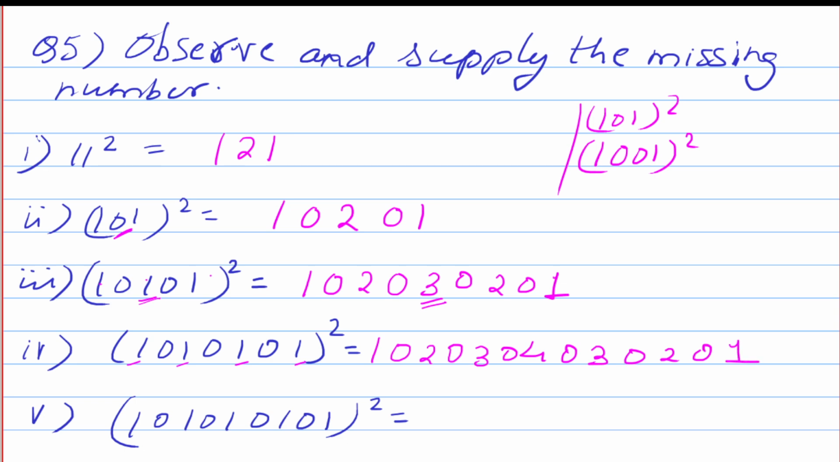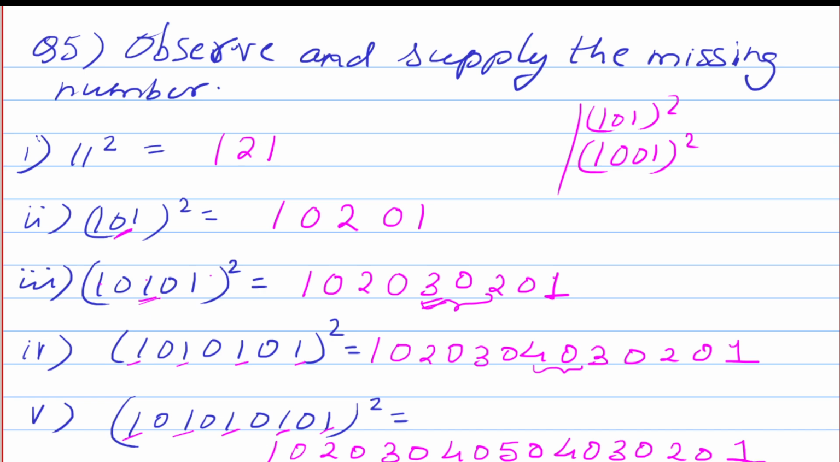You are just adding numbers in the middle, and I told you how to remember which number to add along with a 0. Just count the number of ones. That is the pattern. Next we have 1, 2, 3, 4, 5 ones. So what answer will we get? 1 0 2 0 3 0 4 0 5 0 4 0 3 0 2 0 1, and that is your final answer.